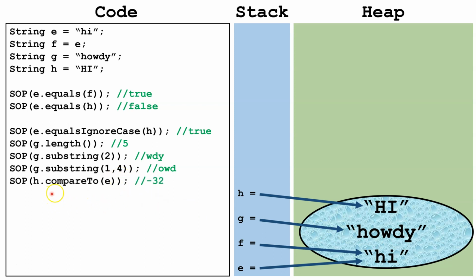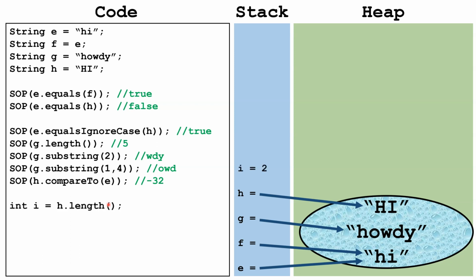Finally, let's look at the compareTo method. What this does is it looks at the strings that h and e are pointing at and converts them to Unicode numerical values. Then it compares them and will return a 0 if they have the same Unicode values, or it will return a positive or negative number. This is very useful if we want to create a sorting algorithm that organizes strings lexicographically. If we want to organize strings alphabetically, it's more useful to use compareToIgnoreCase.